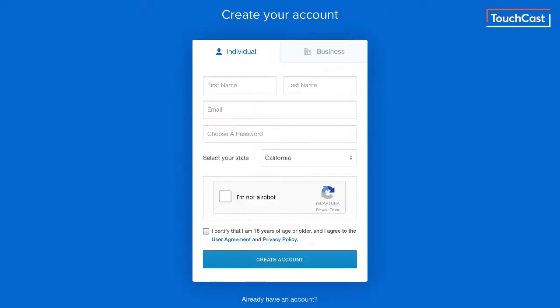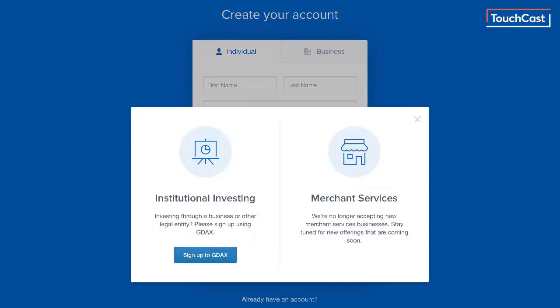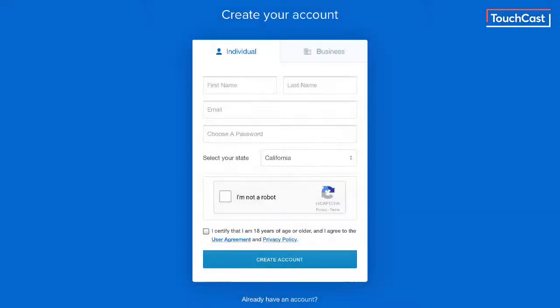Okay, so I have clicked on sign up, which I circled earlier, and then you can select between being an individual or a business, and they go into that. But nonetheless, let's go ahead and go through being an individual. So this is pretty much self-explanatory. Of course, you're going to put your first name, last name, and email.